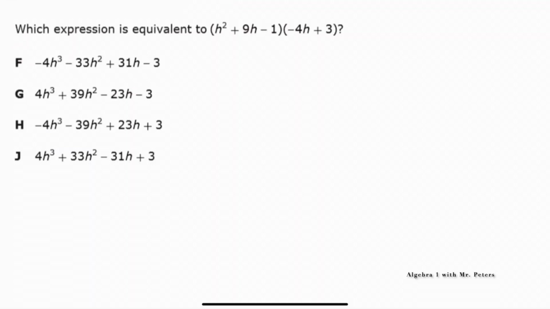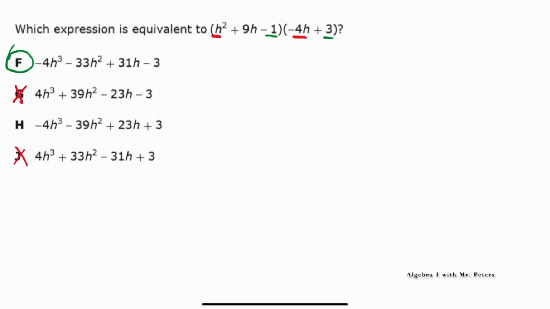So we're dealing with multiplying polynomials, and a lot of the times you don't even have to multiply. You just have to look at a few things. So let's look at it like this. h squared times negative 4h, when we multiply that, is going to give us negative 4h to the third power. So that means G and H are going to be gone, because they're positive instead of being negative. Now, what I could also do is go back and say, okay, negative 1 times positive 3 should give me a negative 3. And just like that, my answer is F with no work.